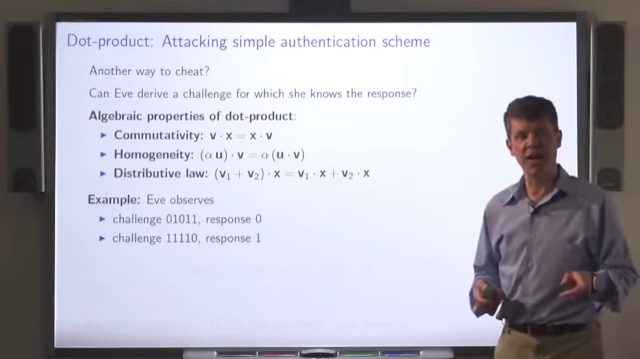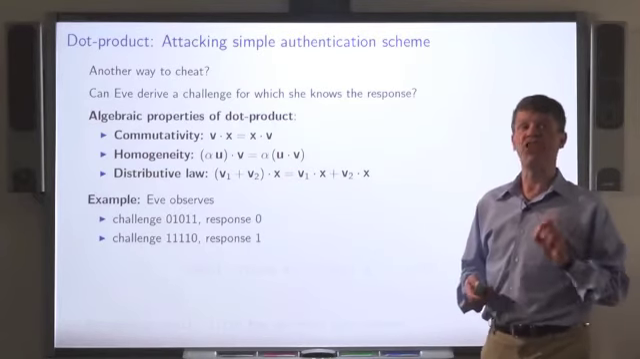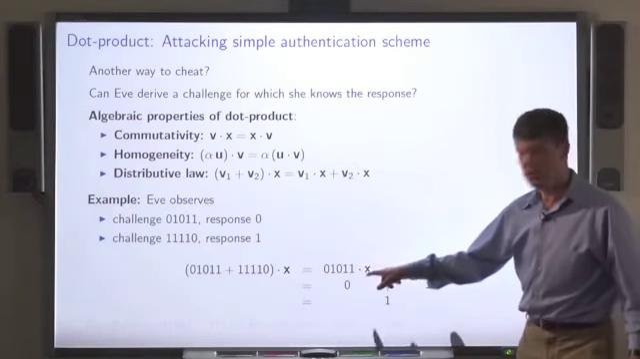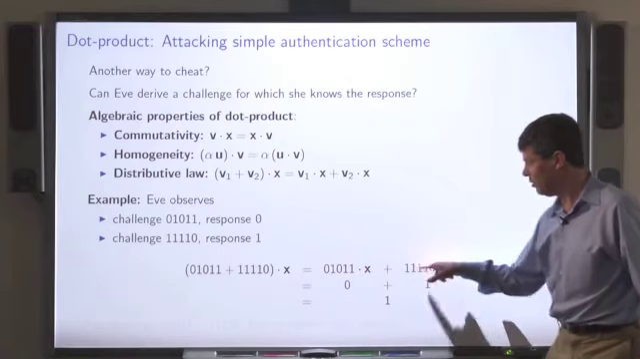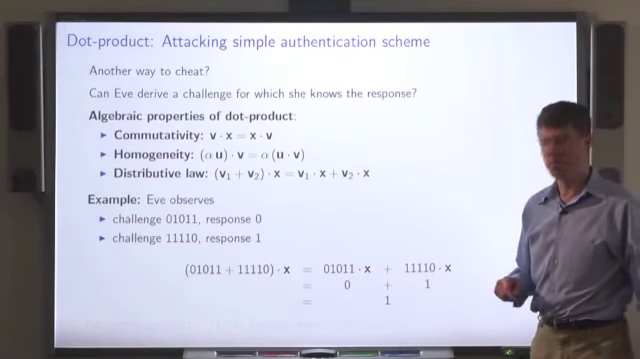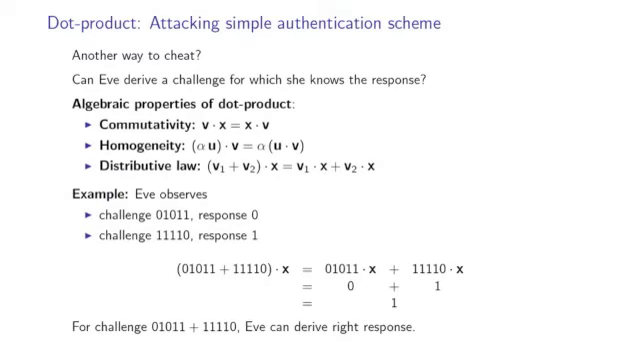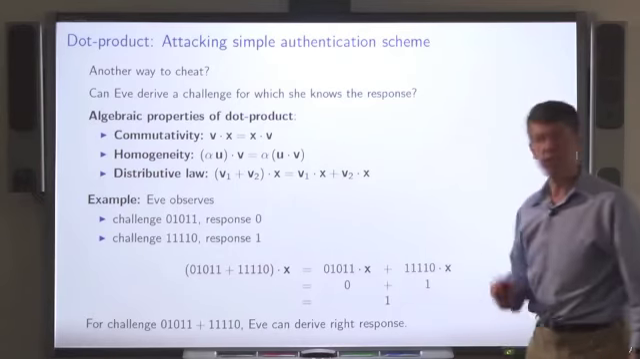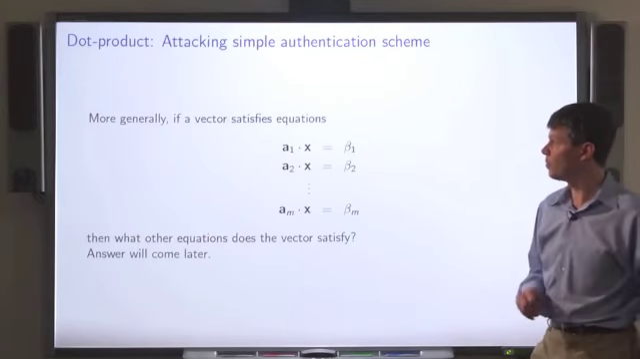Here's how she can figure out the response for a challenge she hasn't yet seen. The dot product of the sum of these two vectors with x is equal to the sum of the dot products using the distributive law. She knows the dot products for each of these two. She can add them up to get the response for the sum. So for the challenge that's the sum of these two vectors, she can compute the right response.